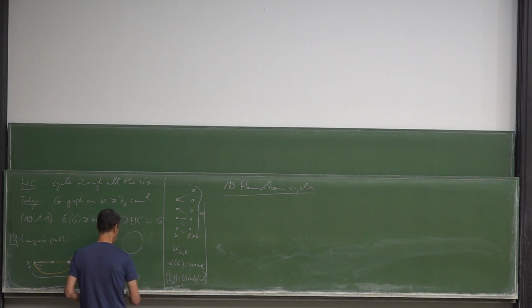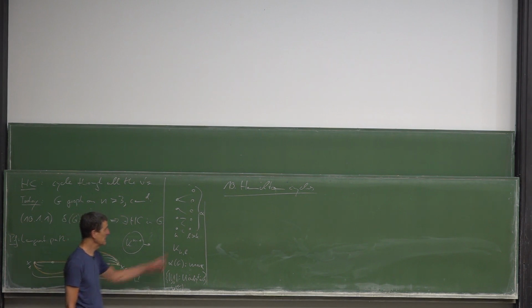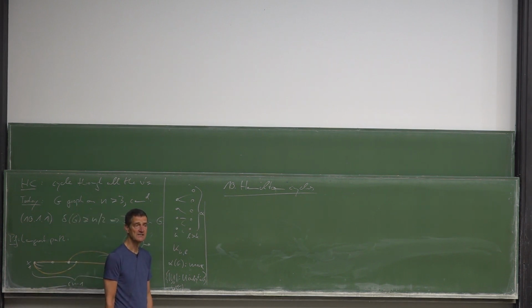So if we have a K_{n-1}, just one more vertex here, we don't have a Hamilton cycle, even if it's connected. But we don't have large alpha, we have alpha 2. Right? No larger independent sets than sets of size 2. So making alpha small isn't good enough either.